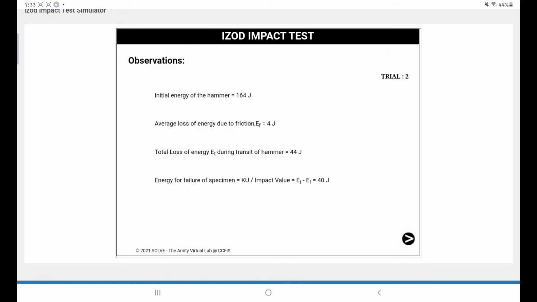Observation. Initial energy of the hammer is 164 joule. Average loss of energy due to friction, EF, equals 4 joule. Total loss of energy, ET, during transit of hammer equals 44 joule. Energy for failure of specimen equals KU per impact value equals ET minus EF equals 40 joule.